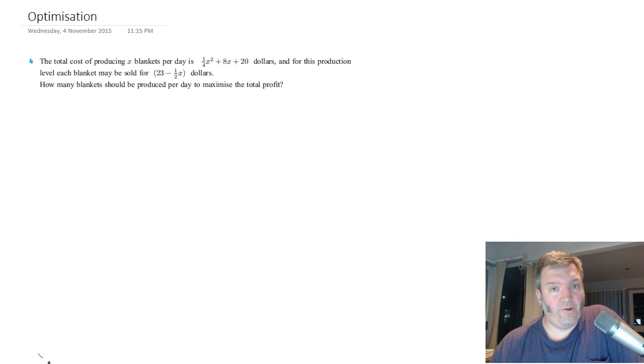This is just a little help question on optimization. It's got one little trick in it you need to remember. Once we get that out of the way, it'll all make sense and you'll have no problems with it. Let's go and have a look at what that trick is.